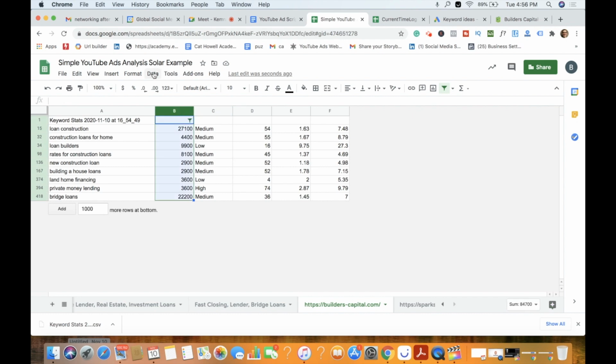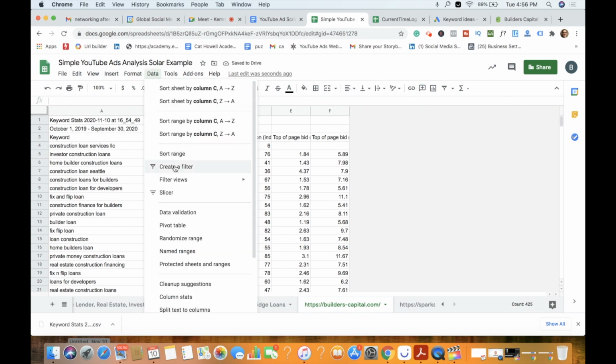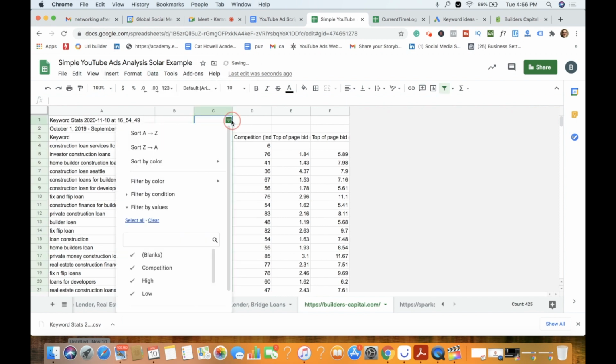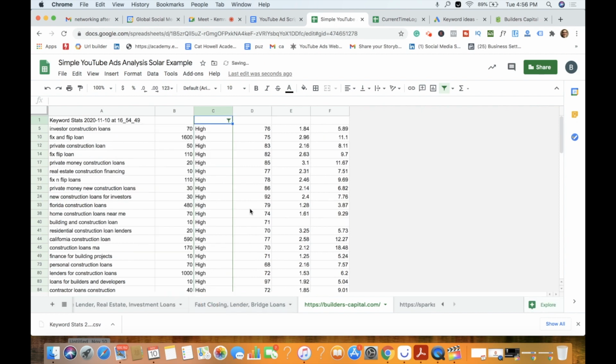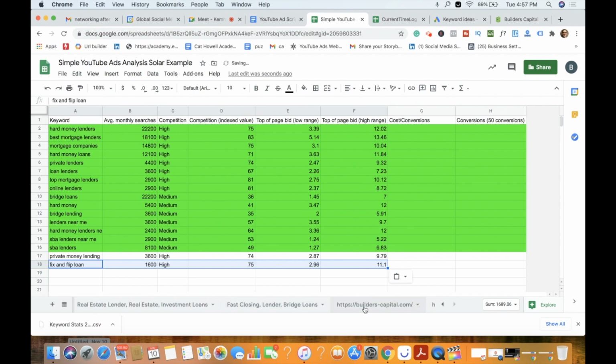Okay, so if I had very small data like that, I might just take a quick peek, turn off that filter, and look at the high competition ones, because we know those are sales converting, just to see what those look like and see if we get any ideas there. So like, what about a fix and flip loan? Is that something that you think would be relevant? Yes. Okay, so that's got enough volume. It's high search traffic. That's a good keyword. It's relevant.